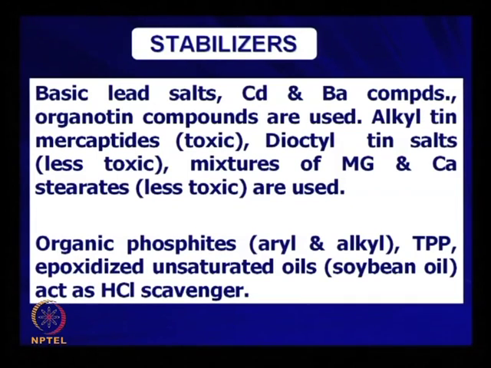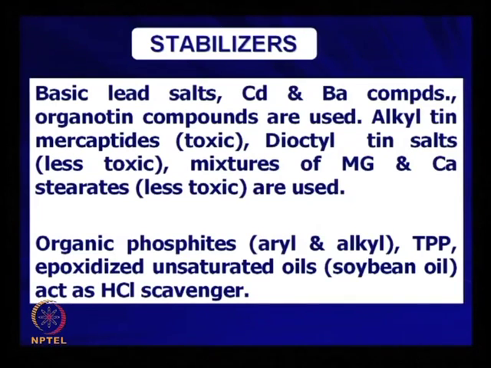Alkyl tin mercaptides are toxic, dioctyl tin salts are also toxic, but with less toxicity. A mixture of magnesium and calcium stearates is also used. Organic phosphites, aryl alkyl phosphites, triphenyl phosphite, or epoxidized unsaturated oils, soybean oil, act as HCl scavengers. So, once cadmium, barium, lead compounds are banned, then these phosphites or epoxidized unsaturated oils are used. Unsaturated oils contain fatty acid chains having some double bonds, and if there is a double bond, that can be epoxidized.